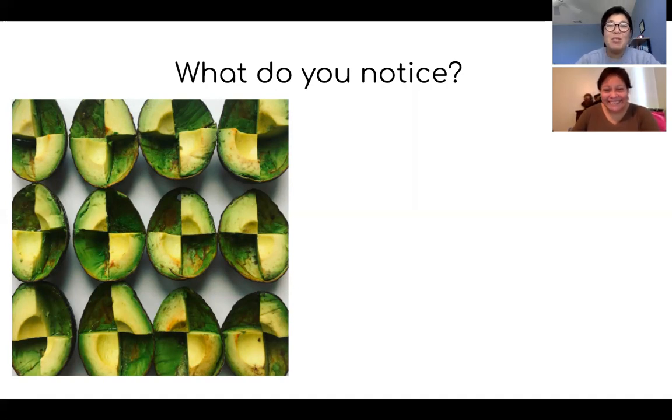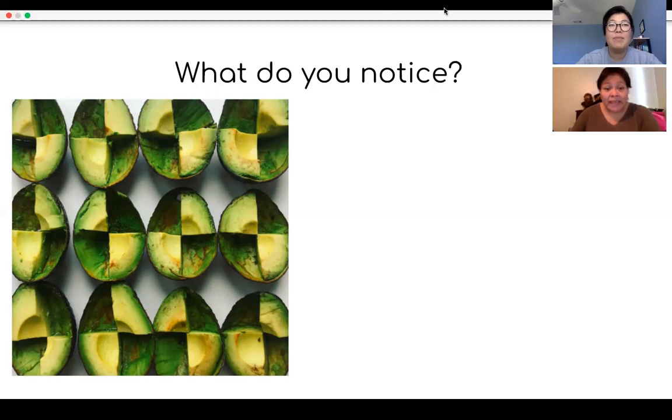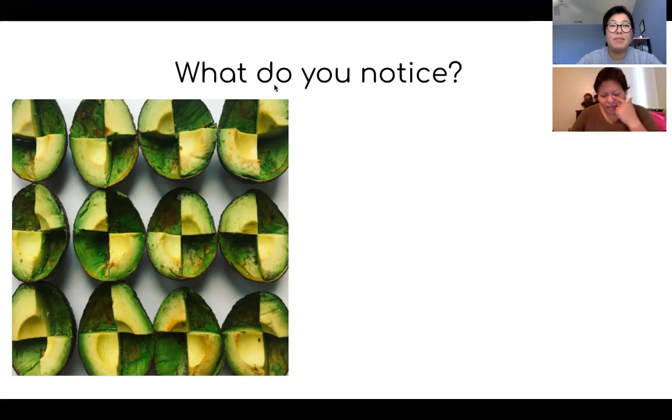Miss Rosales, can you share something that you immediately noticed when you saw this picture? I did a quick count in my head of how many half avocados there were, because they're not whole avocados. Okay, so when you say half, I hear you mentioning two things, half and whole. When you say half, what do you mean by half?